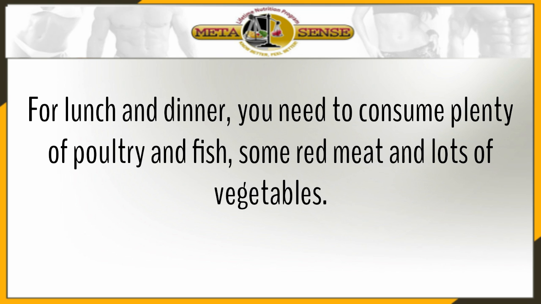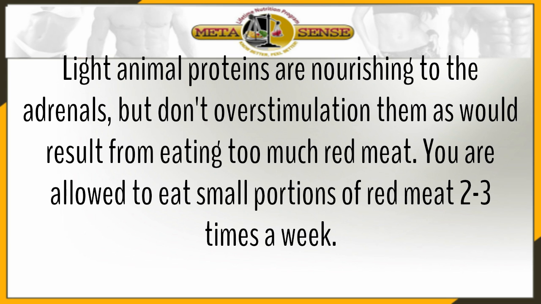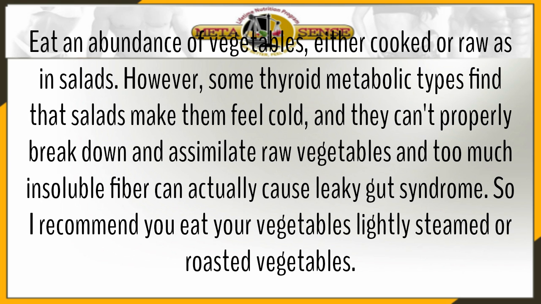For lunch and dinner, you need to consume plenty of poultry and fish and some red meat and lots of vegetables. Light animal proteins are nourishing to the adrenals, but don't overstimulate them as a result of eating too much red meat. You're allowed to eat small portions of red meat 2 to 3 times a week. Eat an abundance of vegetables, either cooked or raw as in salad.